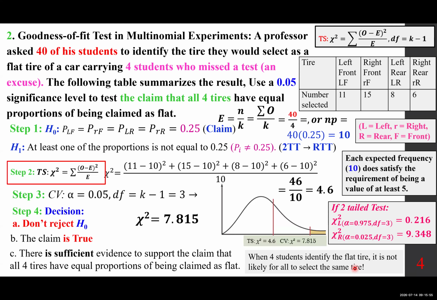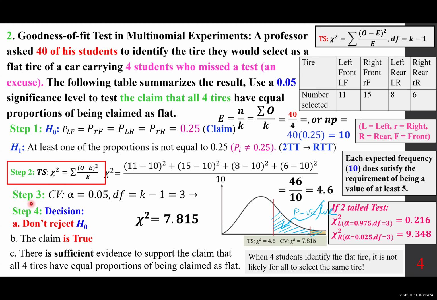And as far as technology is concerned, I want you to know that the p-value would be the area to the right of the test statistic, to the right of 4.6. So this is the p-value, that can be figured out either from the table or technology. Either way is fine.